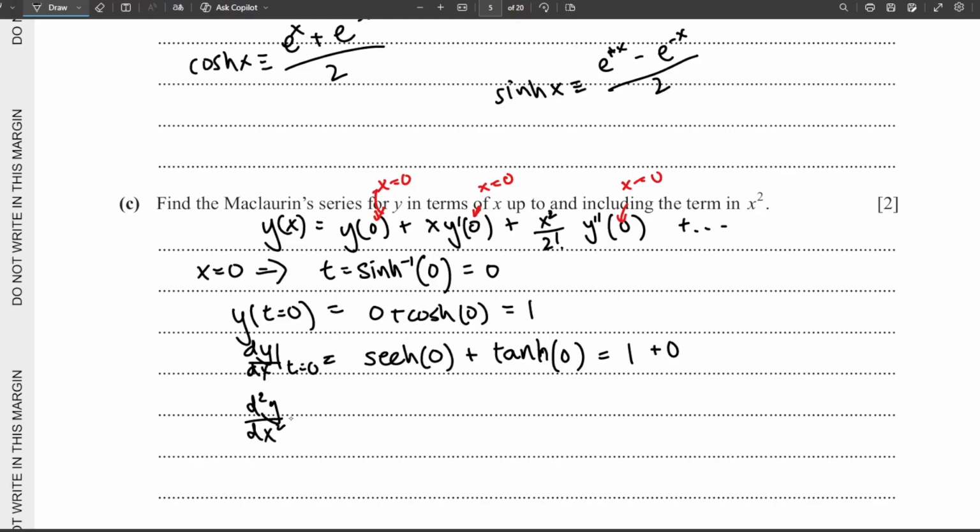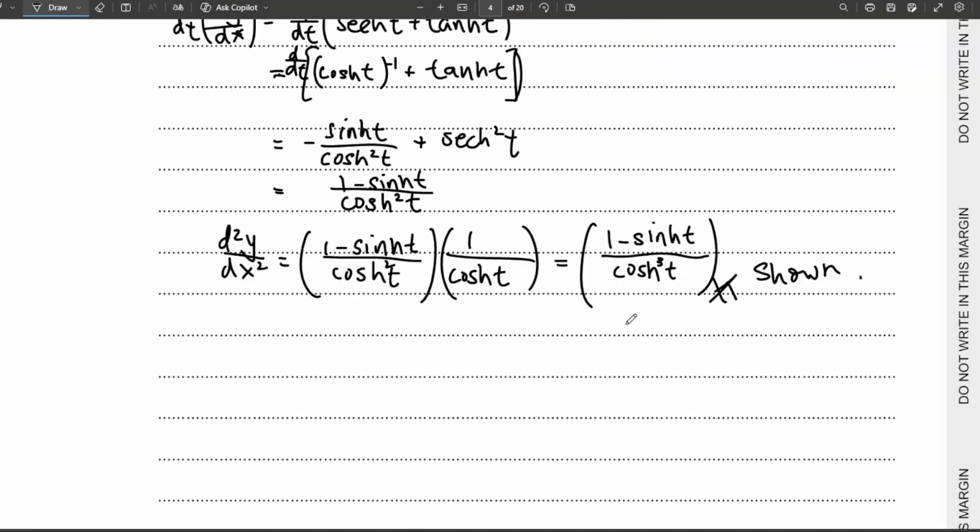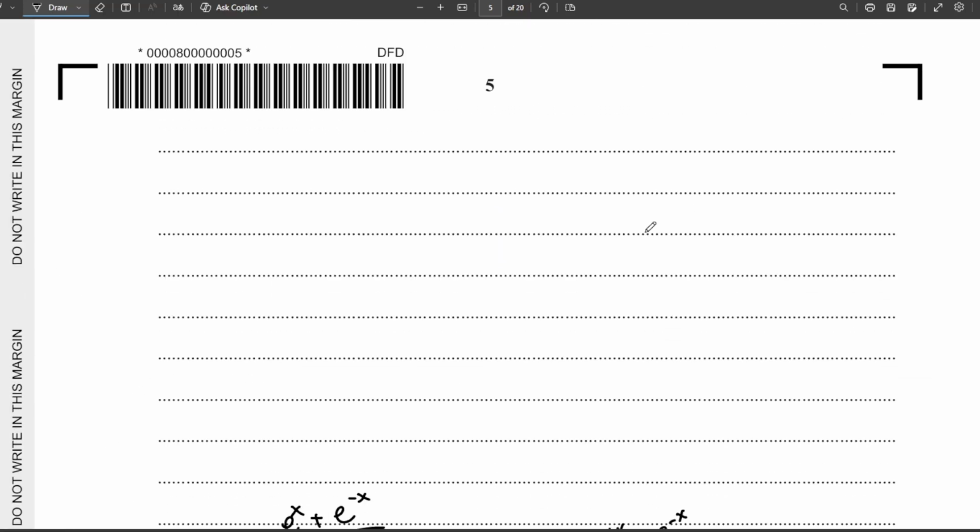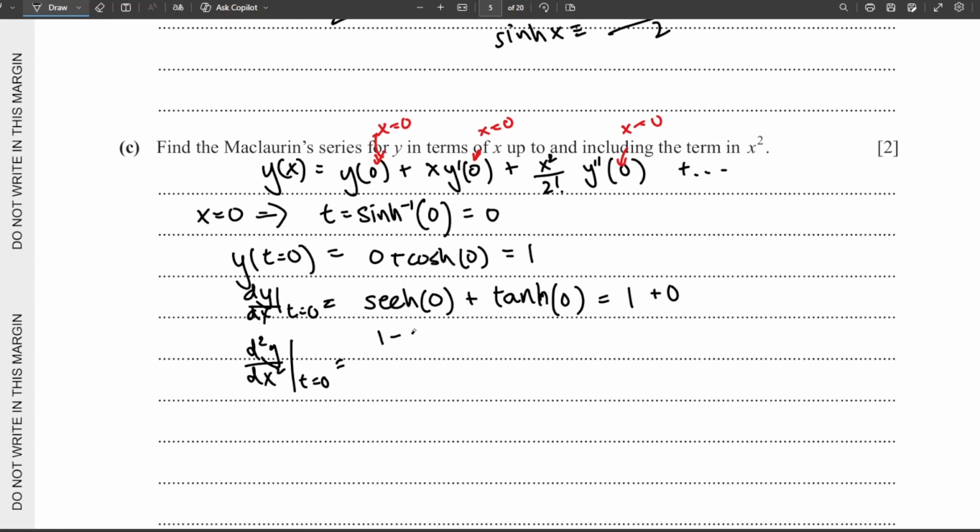Last one, the second derivative, evaluated at t equals 0. So 1 minus hyperbolic sine of 0, divided by hyperbolic cosine cubed of 0. The top hyperbolic sine gives us 0. So 1 divided by hyperbolic cosine 0, that is 1, cubed it's still 1, so just 1.